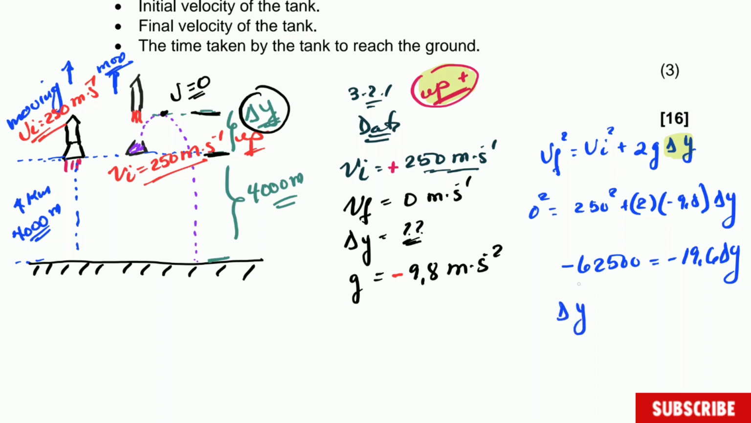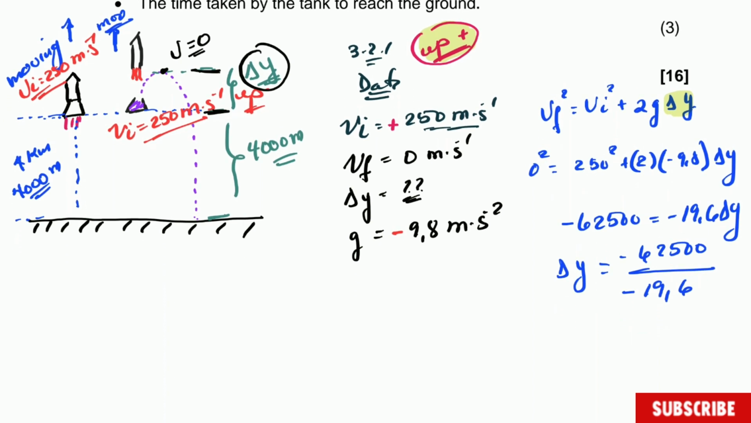When you rearrange this one, you get that delta y is equal to minus 62,500 divided by minus 19,6, and then we'll get that delta y is equal to a positive 3,188,78 meters. This is the displacement.